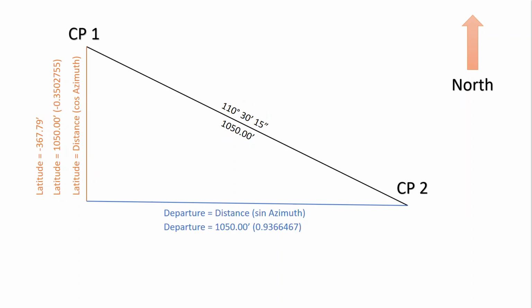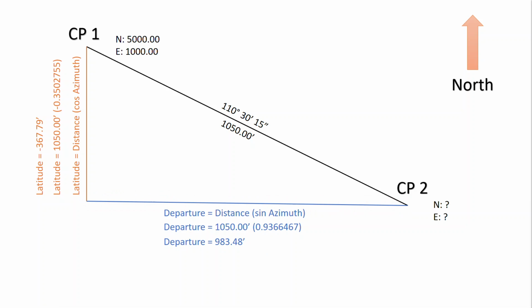The departure would be 1,050 feet times the sine of the azimuth, and the sine of 110, 30, 15 is a positive 0.9366467, or a departure of 983.48 feet. And because it's positive, we know we're going in the positive departure direction, or we're going positive east, more east.